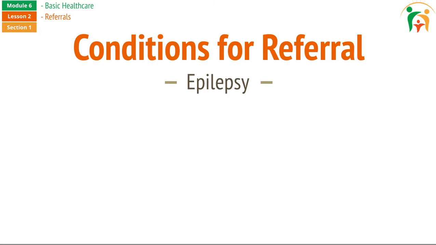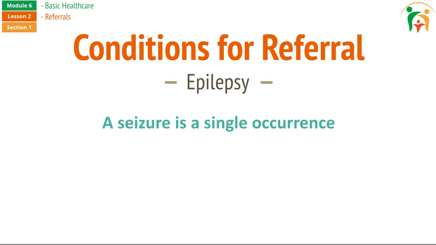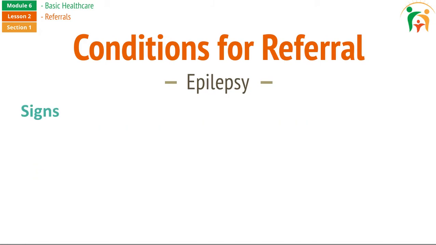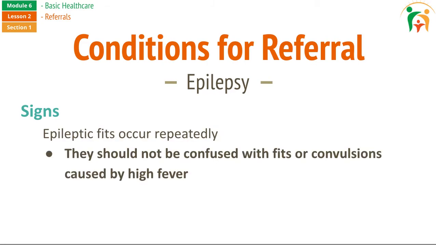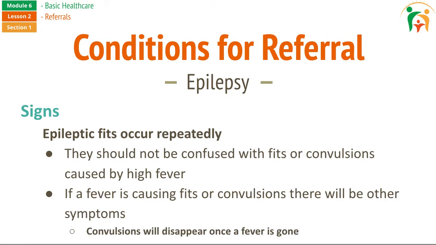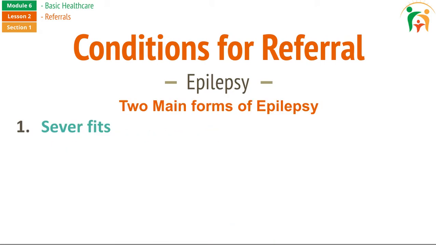We also have epilepsy. A seizure is a single occurrence. Epilepsy is a brain condition characterized by two or more unprovoked seizures. Signs of epilepsy: epileptic fits occur repeatedly. They should not be confused with fits or convulsions caused by high fever. If a fever is causing fits or convulsions, there will be other symptoms, and the convulsions will disappear once the fever is gone.